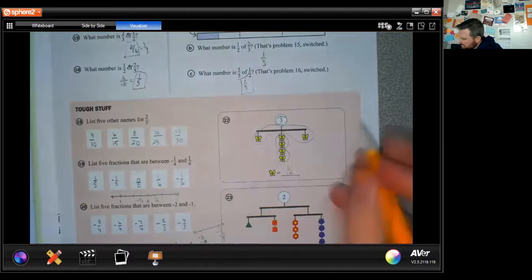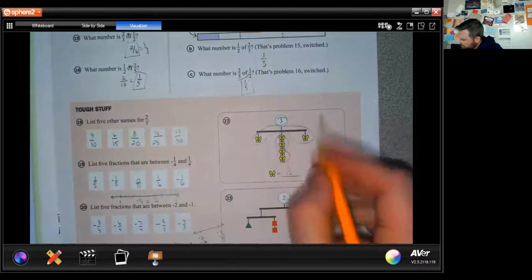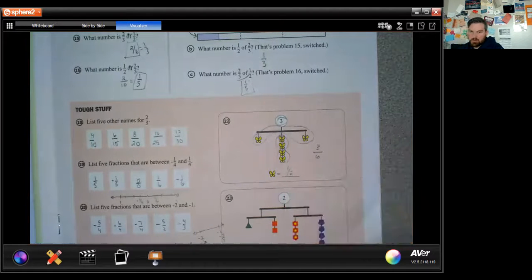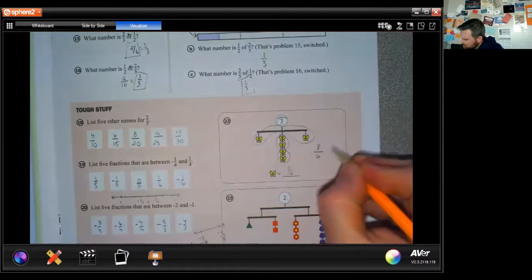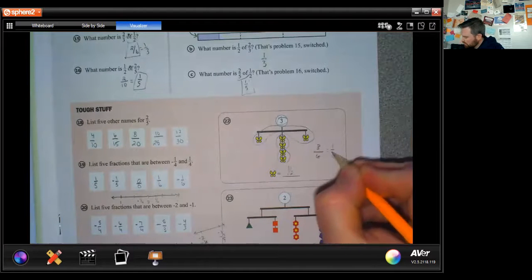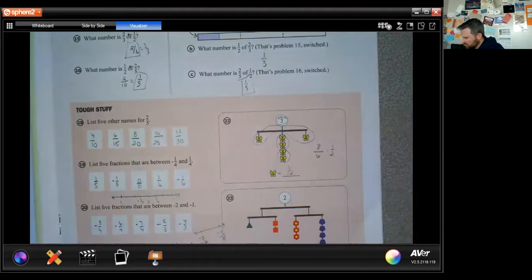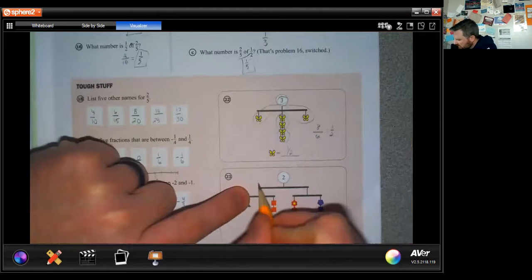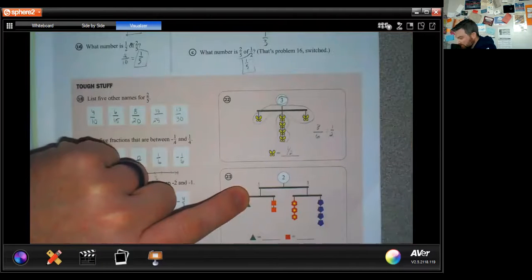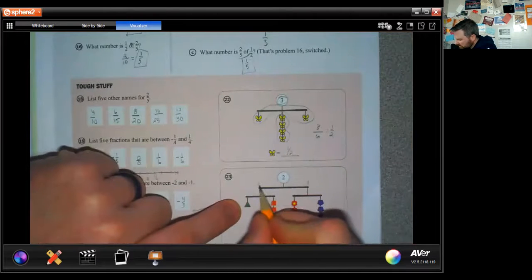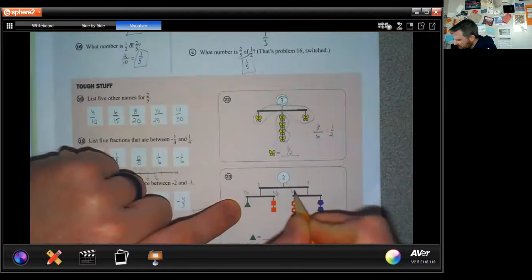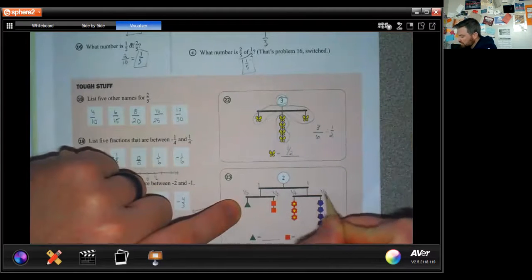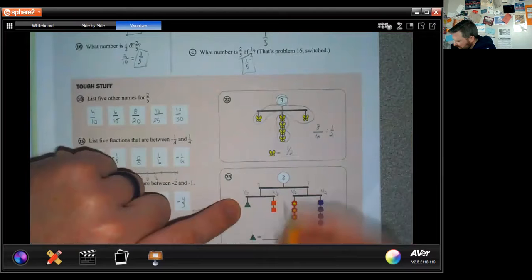You could also look that you need a total of 3, but you have 6 butterflies. If you divide by 3, 3 divided by 3 is 1, and 6 divided by 3 is 2. So you get that same fraction. Here you got a 2, so that makes this 1 and this 1. Then you split this 1 up. This is a half, and this is a half. So the triangle equals a half.